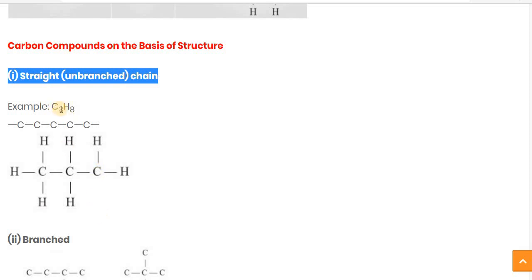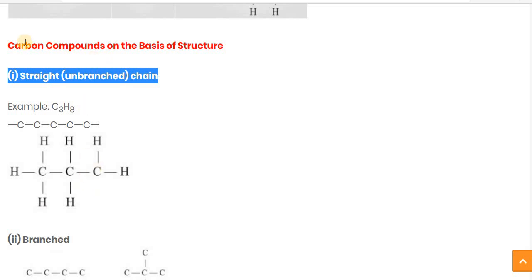So the example of a straight, or unbranched, chain is C3H8. Now tell me the name of this structure. Here 3 carbon is there: methane, ethane, propane. It is called propane. Now yne, ene or ane, which kind of suffix are we using? Ane. Why? Because here everywhere the single bond is there. So it is an example of alkanes, ane.